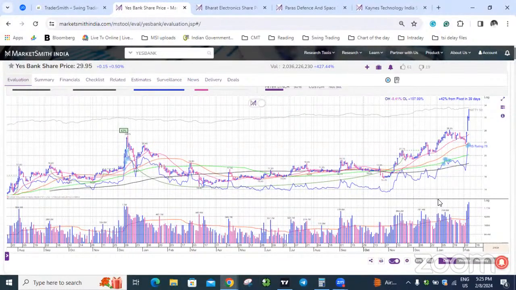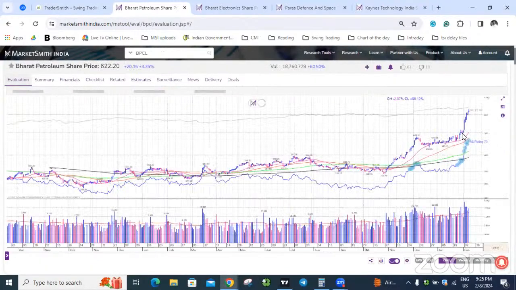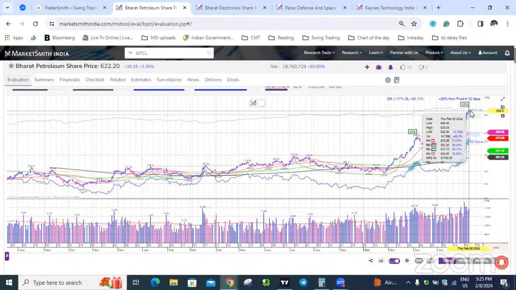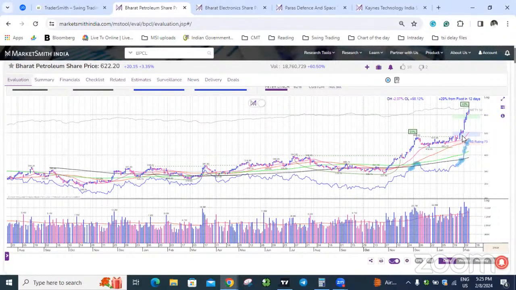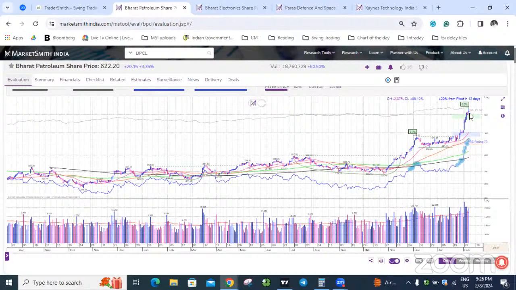Yes, next one is BPCL. I think it's the same thing, a one-sided rally. It's trading near a breakout from the flat base pattern. It's trading at nearly high levels. So at the current juncture, those who bought much earlier can continue to hold this stock until it shows any signs of weakness. Right now there are no signs of weakness. But for a fresh entry, one can clearly avoid this stock right now.